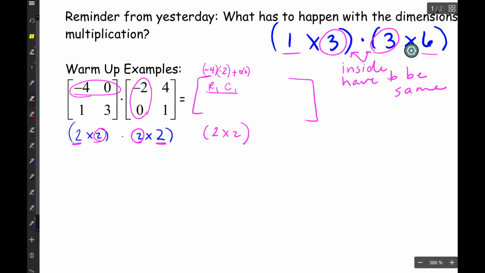Okay, for the second element, which would go in row 1, column 2, I multiply row 1 of the first matrix by which column of the second matrix? Yep, by column 2. And so I would have -4 times 4 plus 0 times 1. And that answer will go there. We'll put our answers just right underneath. This is kind of review from yesterday.